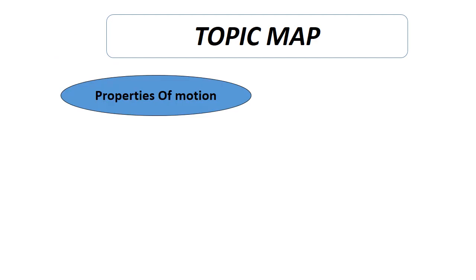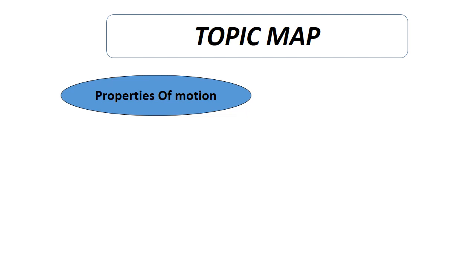First thing first, let's start with a topic map. We're going to start with properties of motion. Motion is movement, so we're going to study how objects in the physical world move from one point to another. With properties of motion, we're going to study the properties of movement. What are the things you need to know about things that are moving? That's what we'll start with.